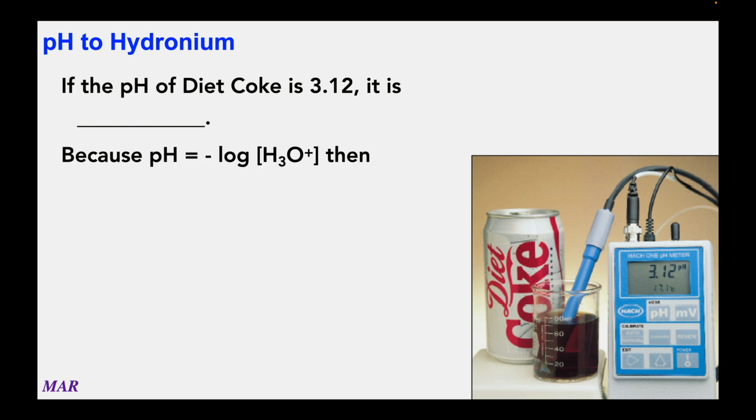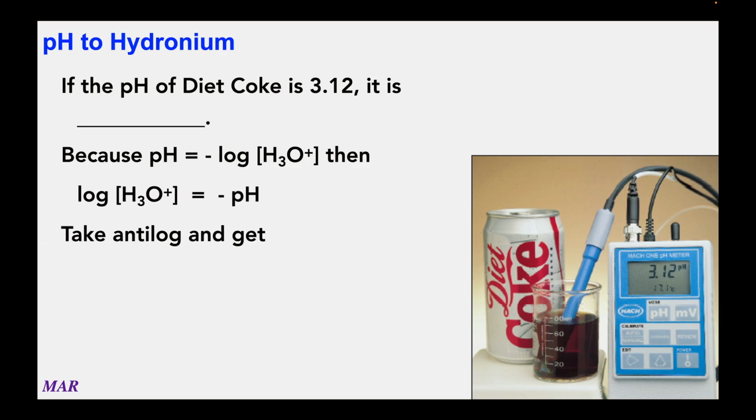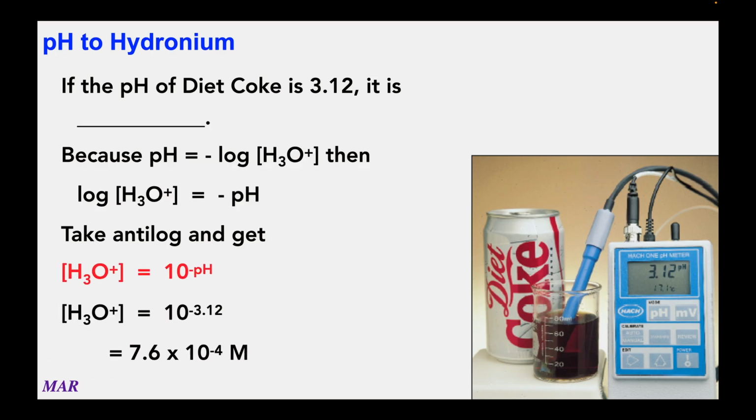Now, because the pH equals minus log of hydronium, we can calculate how much hydronium is actually present. And the hydronium, like all things in square brackets, will be in molarity. So let's calculate the moles per liter of the hydronium. What you want to do is take the anti-log of both sides. The pH is 3.12, and if you put the negative on the other side, you're going to get 10 to the minus 3.12 equals hydronium.